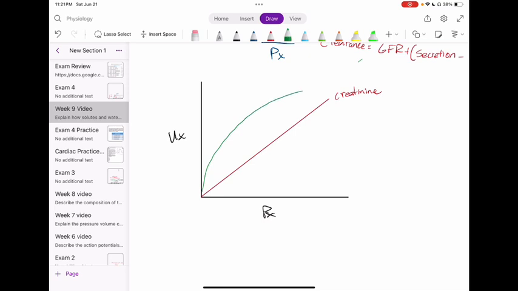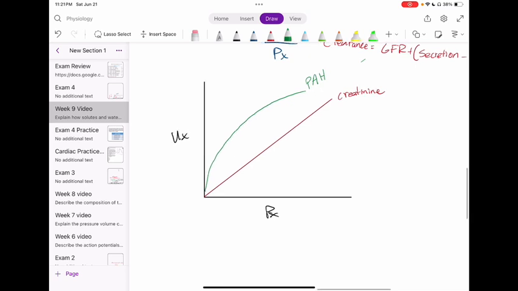So over here, an example is PAH. PAH is filtered and secreted. And so, as you can see, it does not follow that same trend. We end up having more in the urine than is in the plasma, not keeping the clearance within the same realm.